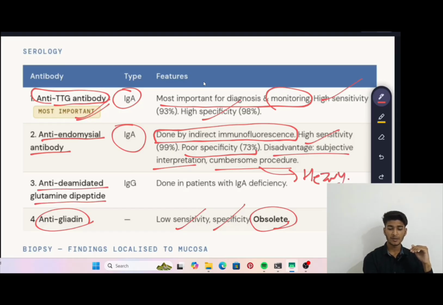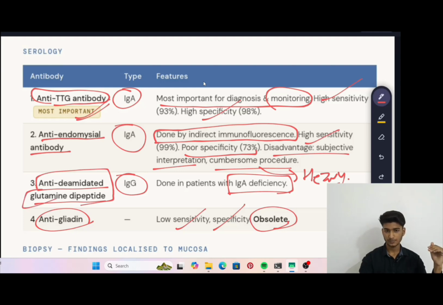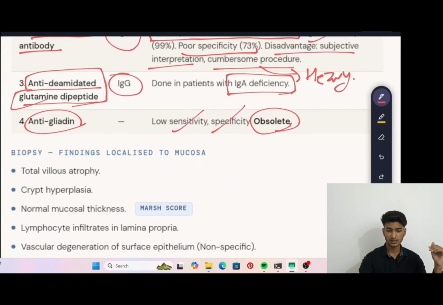Anti-deamidated gliadin peptide (IgG) is done in the patient when IgA is deficient. Whenever IgA is deficient, we will go for testing of IgG, and the test name is the anti-deamidated gliadin peptide test. The biopsy finding.